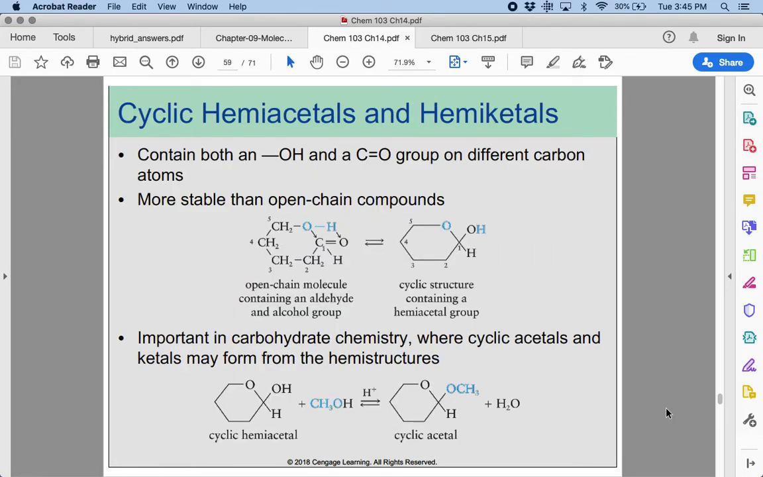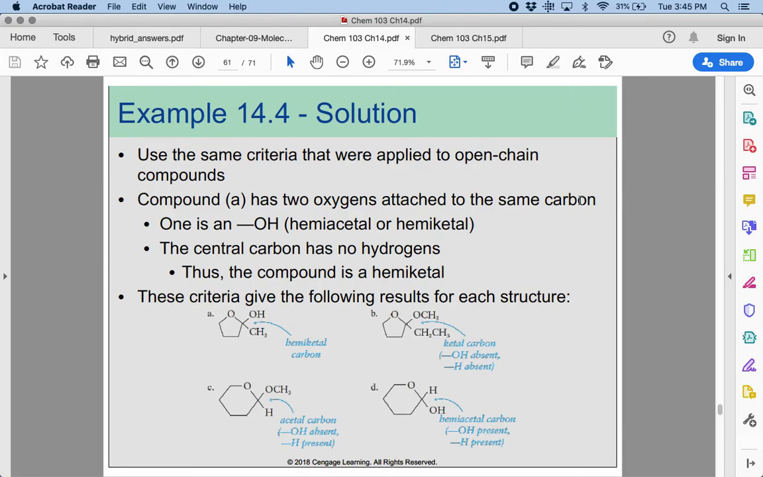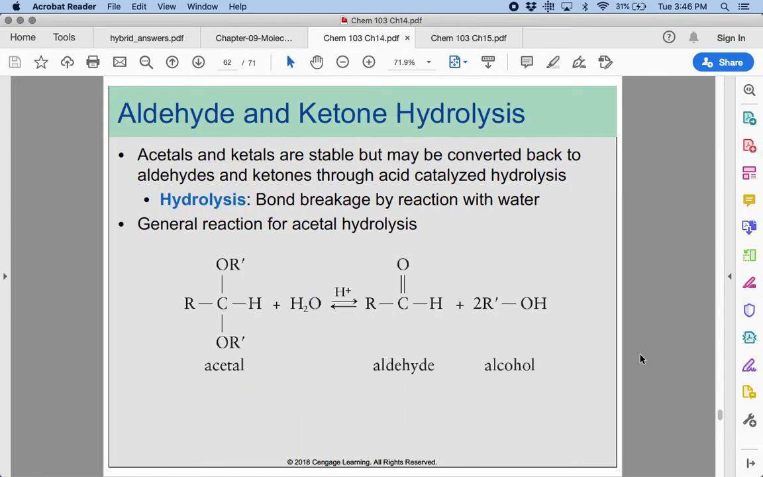We can also have this happen in a cyclic system, and this is what we'll see in our biochemistry exploration. This is where we start seeing these alcohol sugars. We start having these carbohydrates that will cyclize on themselves, and these are where we will get those hemi structures. So which of the following is a cyclic hemiacetal, hemiketal, or acetal or ketal group? Again, go through and make sure that you are able to identify each as either the hemi version or the acetal or ketal group.